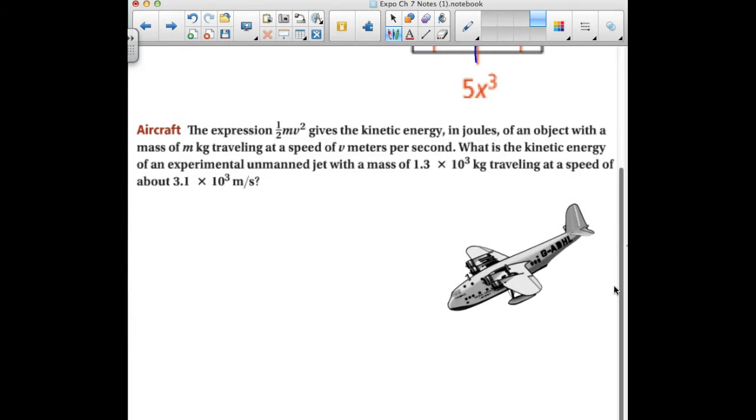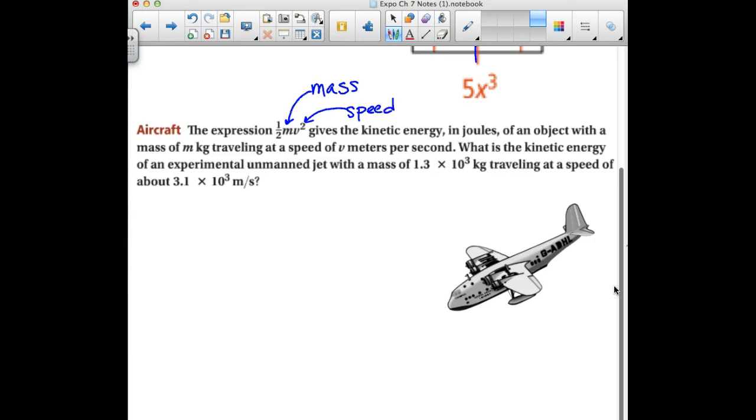All right, our last example. It says the expression 1/2 mv squared gives the kinetic energy in joules of an object with a mass of m kilograms. All right, so the first thing we are told is this is mass. Traveling at a speed of v meters per second. So this is our speed or velocity. It says, what is the kinetic energy of an experimental unmanned jet that has a mass of 1.3 times 10 to the third kilograms traveling at a speed of 3.1 times 10 to the third meters per second?